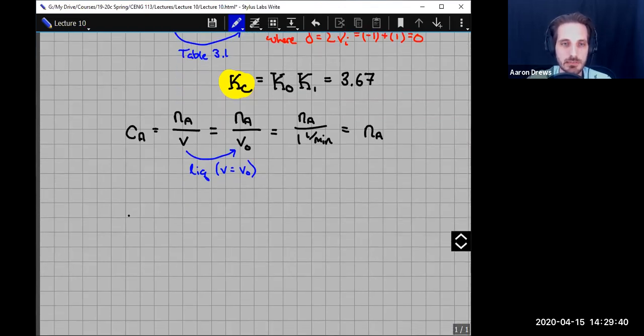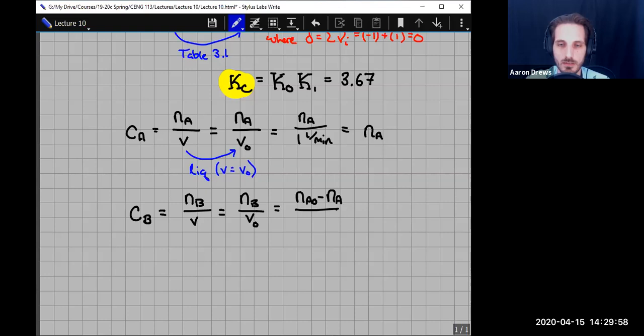Similarly, C sub B, we start off with its definition, which is N sub B over V. Because it's a liquid, we can write it as N sub B over V0. And then from stoichiometry, we know however much A reacted is equal to the amount of B that we had here. So this step going from N sub B to N sub A0 minus N sub A is like using your stoich table, right? Stoichiometry still holds.